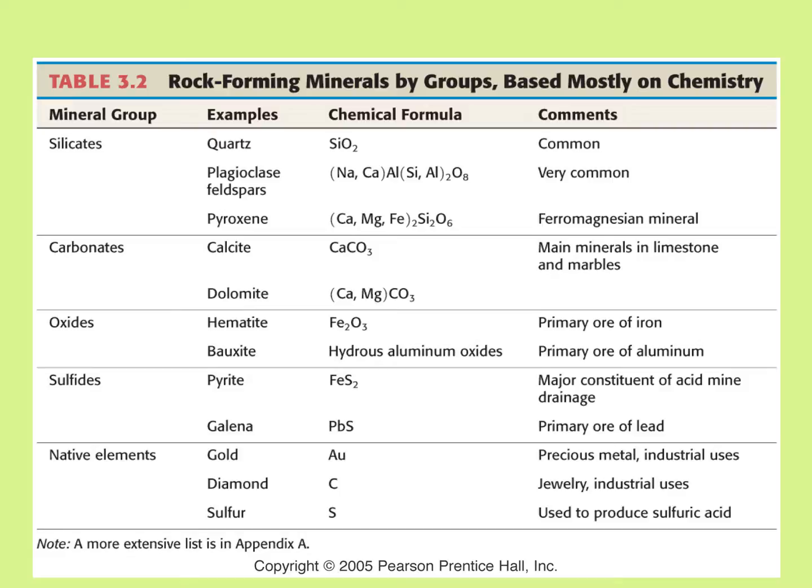Next, we're going to look at rock-forming minerals by group, and we're going to group them by chemistry. And here you'll see the main groups. The first are silicates. Here the most common classes are quartz, plagioclase, and pyroxene. Next we have carbonates, and there we have calcite and dolomite, and these form typically as a result of water rich in carbonates evaporating, leaving behind deposits of calcite or dolomite.